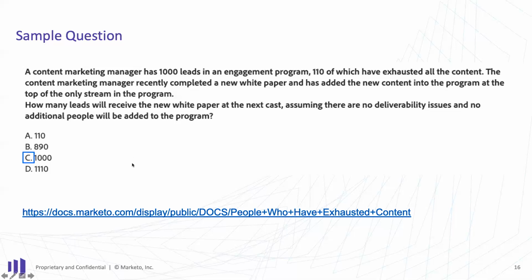This is also a really good example of the types of questions that you'll tend to see on the MCE. I feel like often they give almost too much information, not intentionally to be confusing or anything, but just that's the style in which it's written. So sometimes you really have to read between the lines and say, okay, so they've got 1,000 leads in an engagement program and they've added a new piece of content at the top of the stream and there's only one stream. Okay, everybody's getting it, right? That is basically what they're saying here. They've just thrown in this exhausted to kind of make you think for a second. The only thing that would change this 1,000 is if you had people who were paused, right?